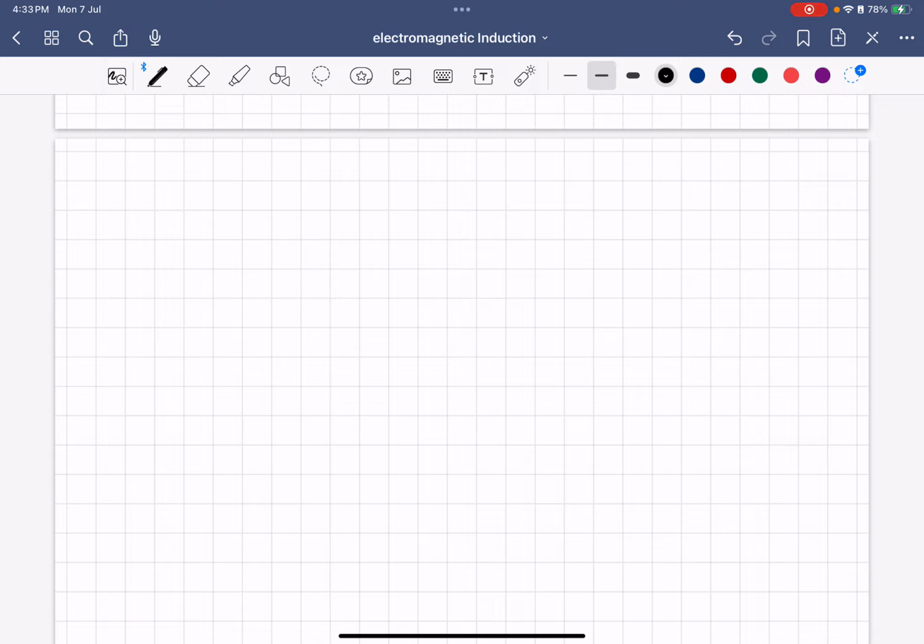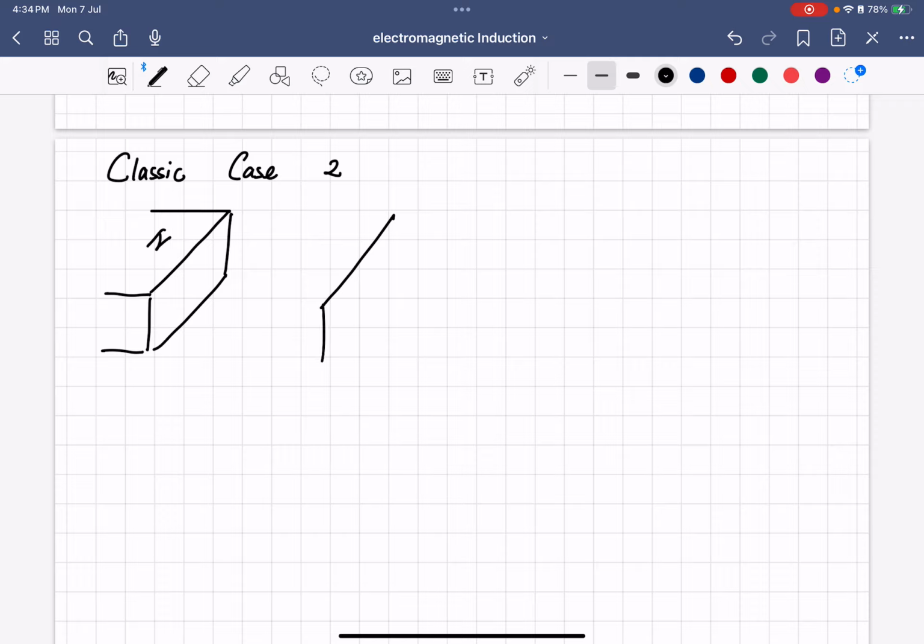the rotating rod. This is another classic case. Classic case 2 is like the AC generator. So we have N, we have S. These are the two poles, and then we have some magnetic field lines pointing from north to south.